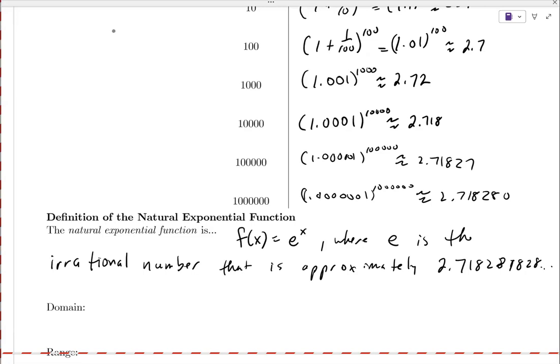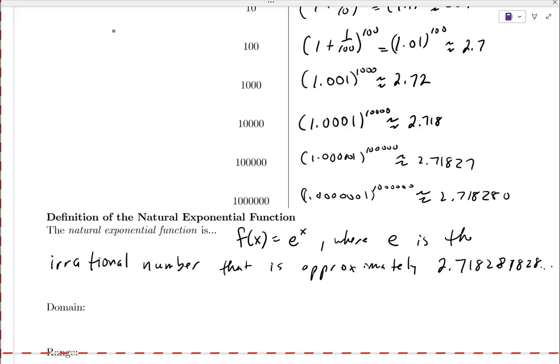So e is a number. It's a little bit less than 3. Just like pi is 3.141592, blah, blah, blah, right? Pi is another number, close to 3, but a little bit bigger. e is kind of like pi in that respect. Okay? It's close to 3, just a little bit less. But it's a number, okay?